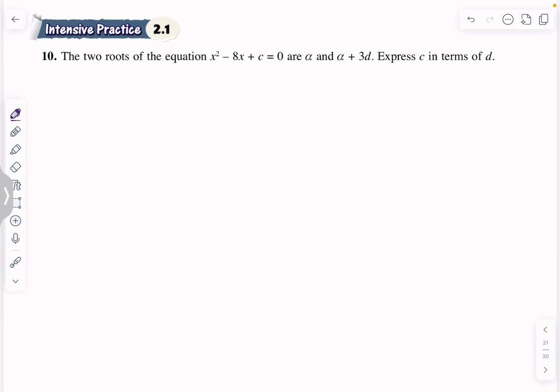Question 10. The roots of this equation are alpha and alpha plus 3d. Express C in terms of D. Alright. So this equation, let's take out the A, B and C. Here A is 1, B is -8 and C is just C. Now we do our SOR and POR.